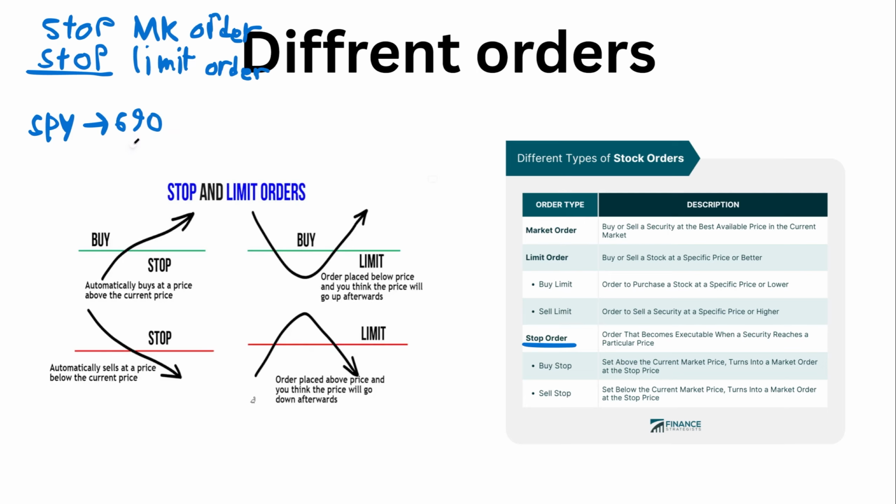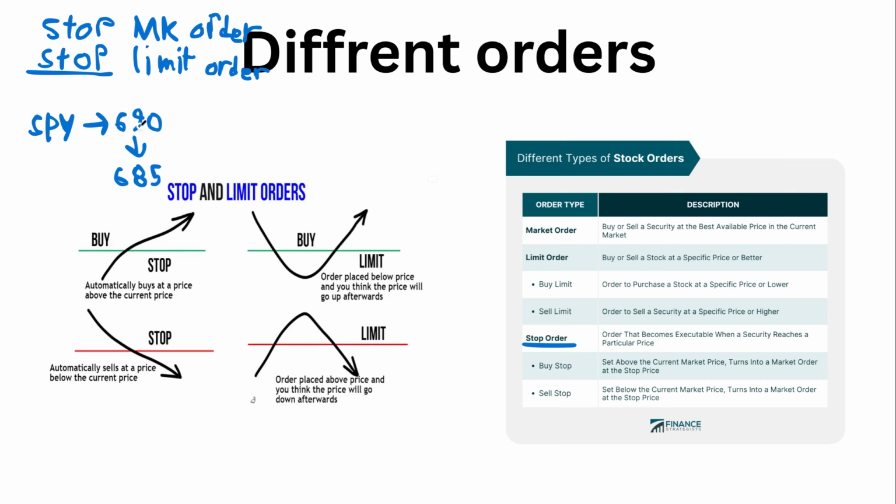You can put a stop market order at 685, where once price crosses 685, it'll then open a market order and sell it at 685. This is really good. This is called a sell stop. You can use it as a sell stop or a buy stop. This is really good for having as stop losses.